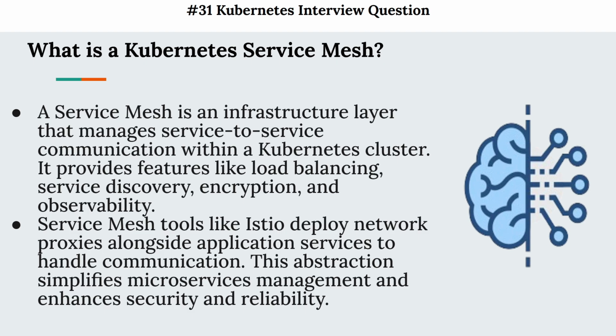It provides features like load balancing, service discovery, encryption, and observability. Service mesh tools like Istio deploy network proxies alongside application services to handle communication. This abstraction simplifies microservices management and enhances security and reliability.